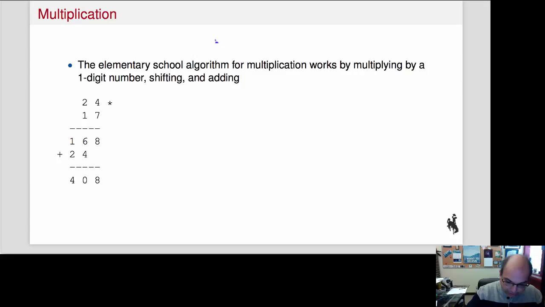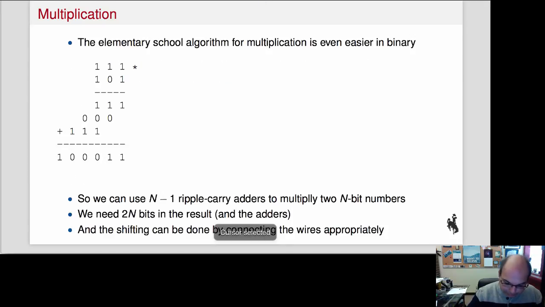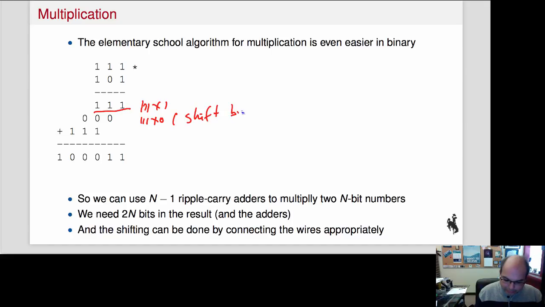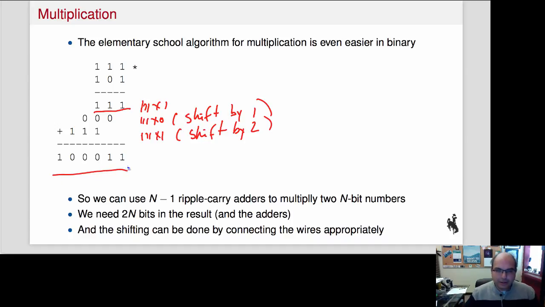Okay, so we do the exact same thing in binary, right? And this is how computers can multiply. Right? So 111 times 101, what we'll do is we'll take 111 and we'll multiply by 1. Ooh, that's easy. That's just copying it over. So we get 111, okay? And then this is 111 times 1. And this is 111 times 0, okay? And then shift by 1. And this is 111 times 1, shift by 2. And then we add those three numbers and we get the answer, okay?